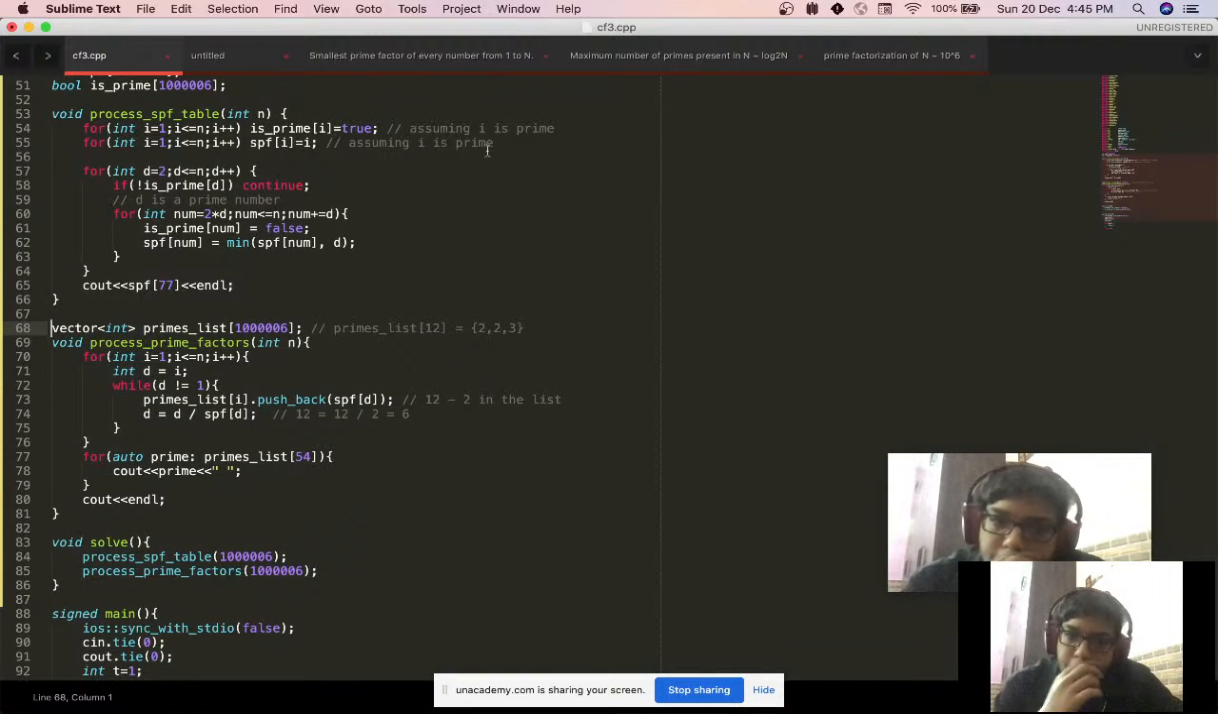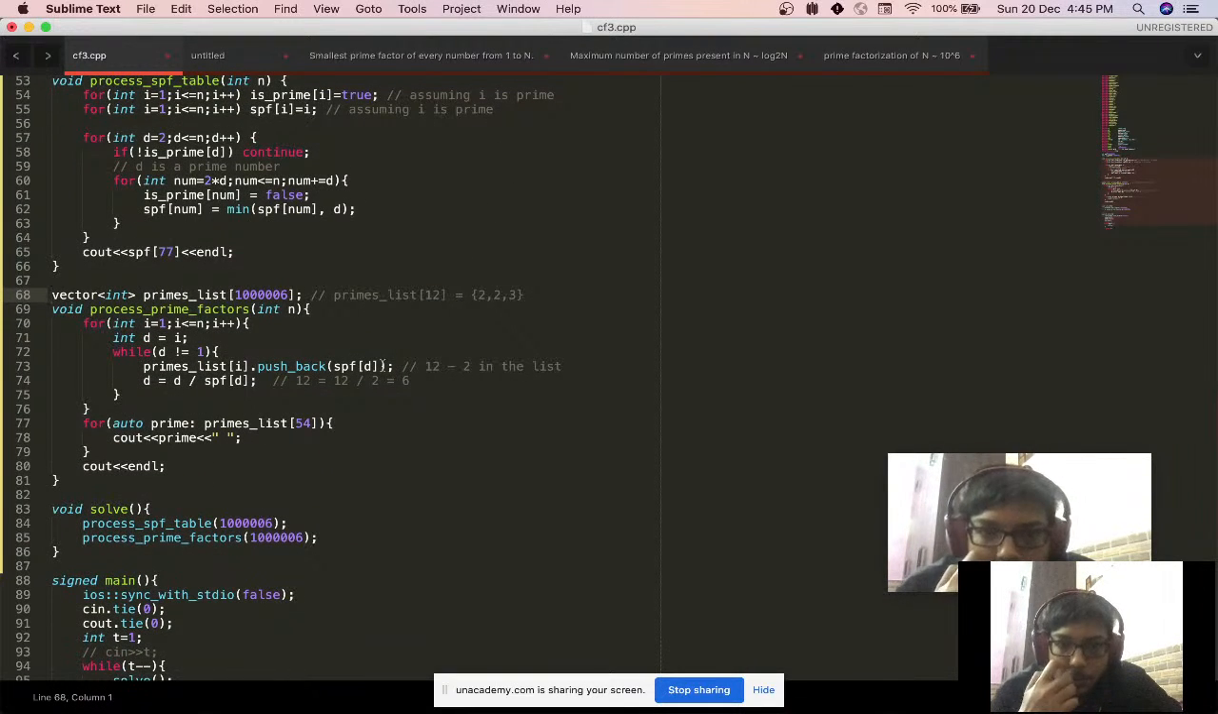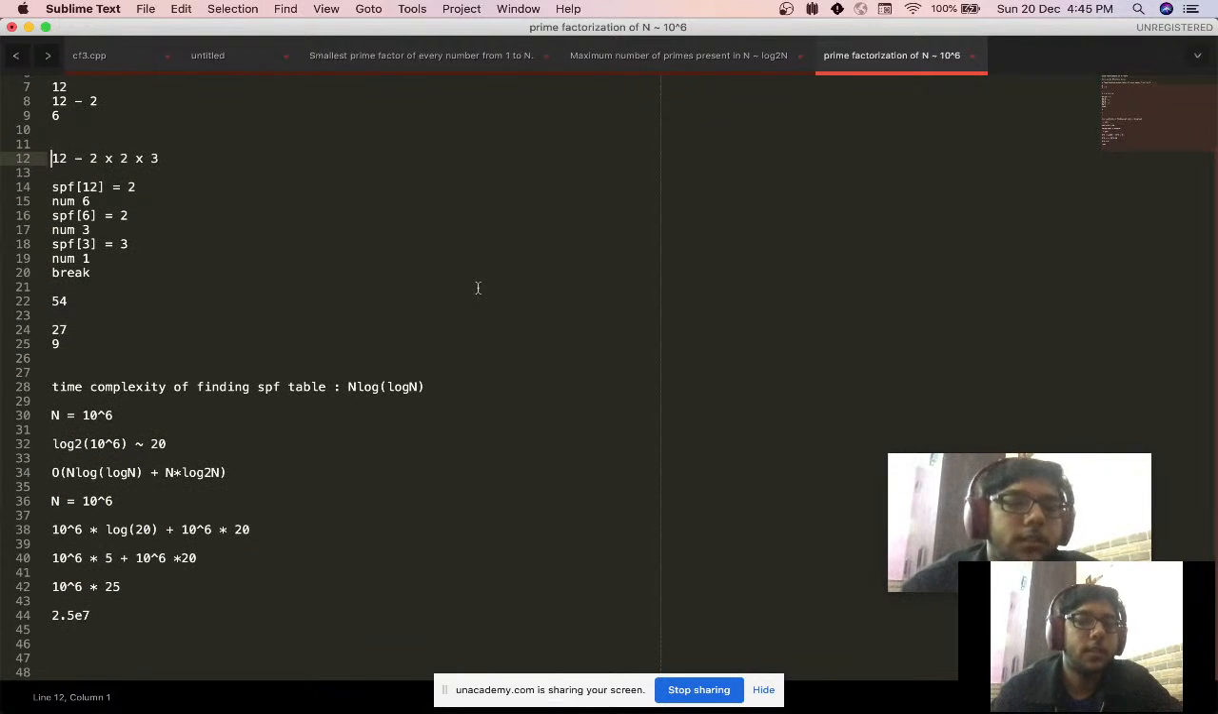Cool. So there is one interesting thing I want you to note, that is about the time complexity. Here we discussed that the time complexity of smallest prime factor is n log log n. That part is correct. And then we said that we are going to be doing at max log n operations for every number. So our time complexity is n log n, right? But it actually is n log log n. I'll tell you why.